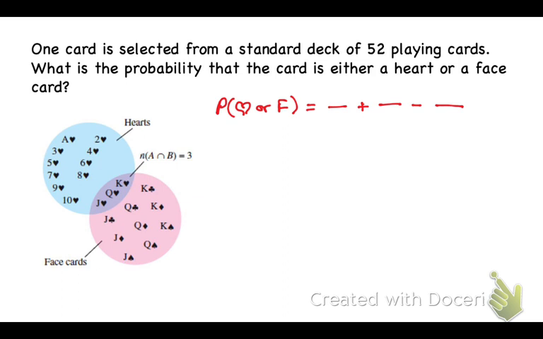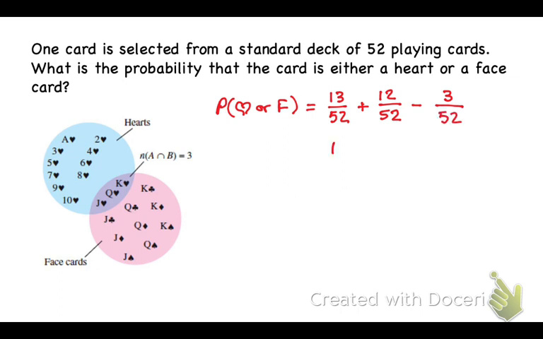Okay, so how many hearts? What's the probability of picking a heart? 13 over 52. Okay. What is the probability of getting a face card? There's Jack, King, Queen, 3 in each suit, so that'd be 12 out of 52. So how many heart face cards are there? 3. So I subtract 3 out of 52.